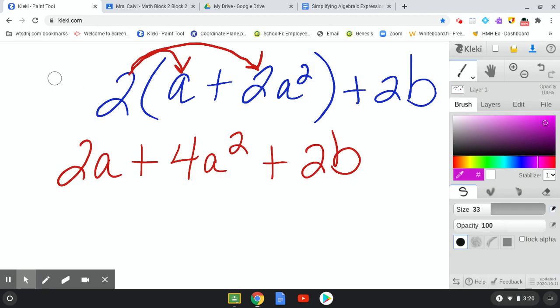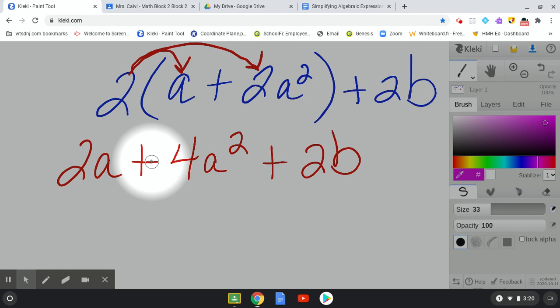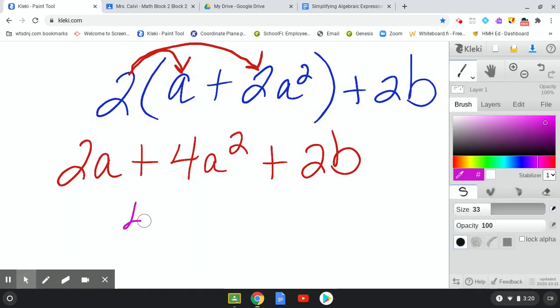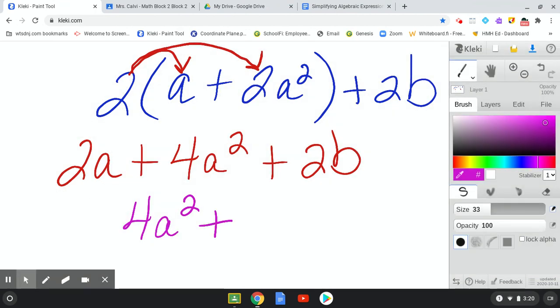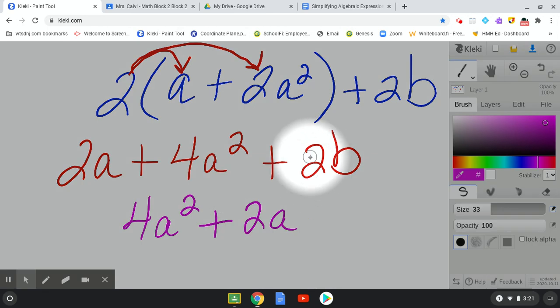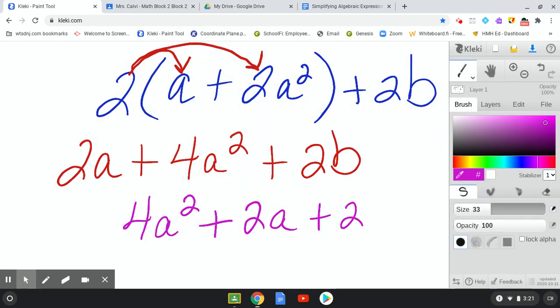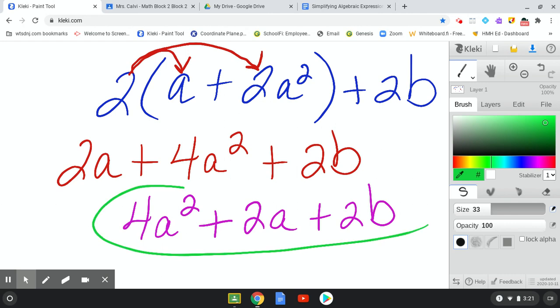So, and I'm taking the sign with it. So this 4a squared is positive. So 4a squared followed by a positive 2a, and then followed by a positive 2b. So your final answer would be 4a squared plus 2a plus 2b.